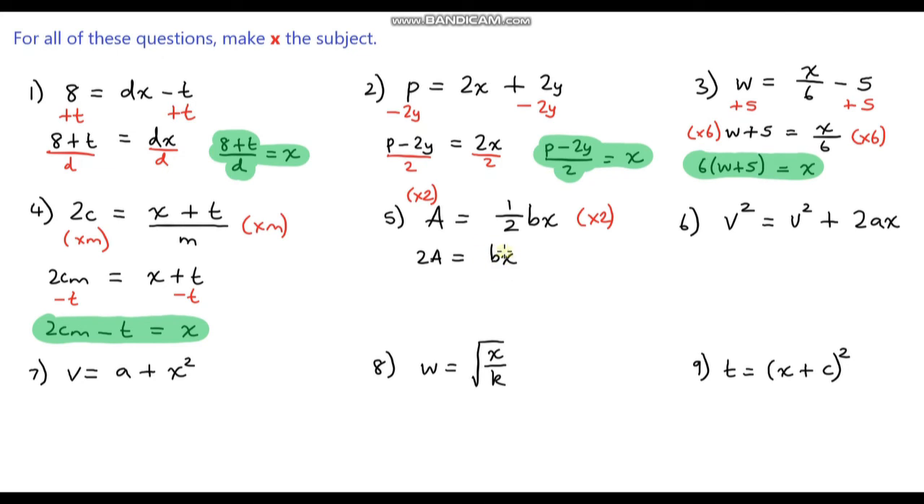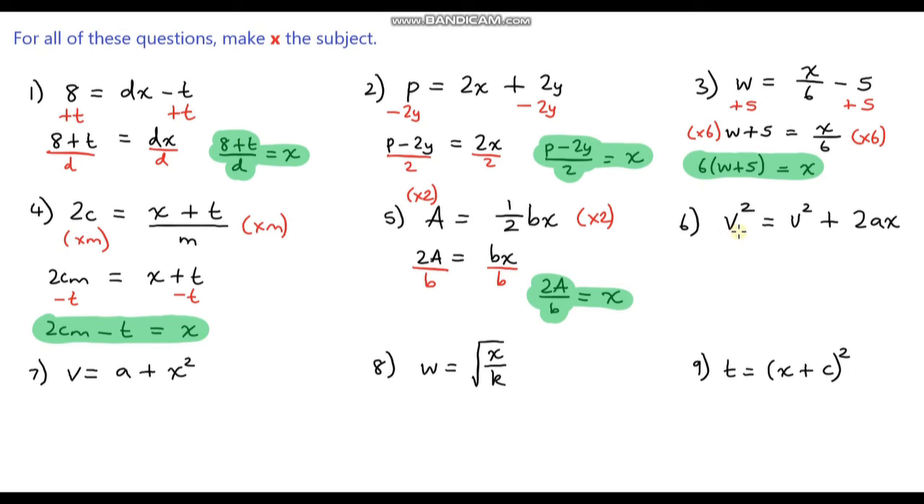And now we can get rid of this b. So instead of multiplying by b, we can just divide both sides by b. So if I divide both sides by b, I'm going to be left with 2a over b. And on the right hand side, I'm just going to be left with x. So this is my final answer.